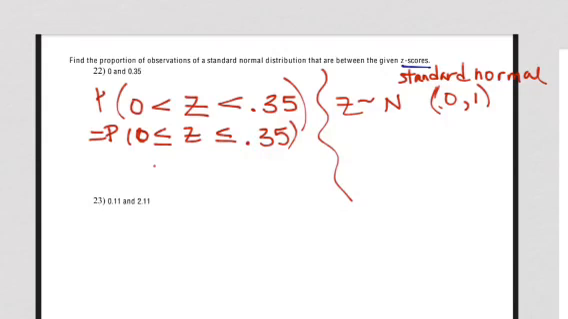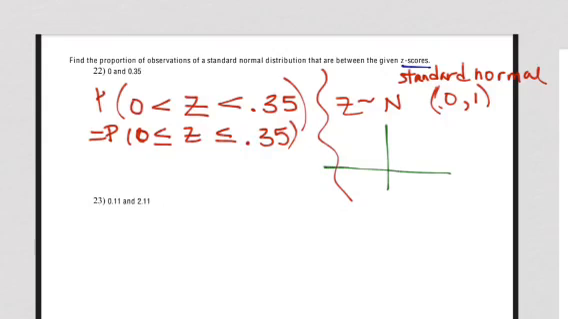And all this is asking you to do is to go to the table to answer this question. Now, you have to know how to use the table, first of all. So this is a two-step process. We talked about this also briefly in class.